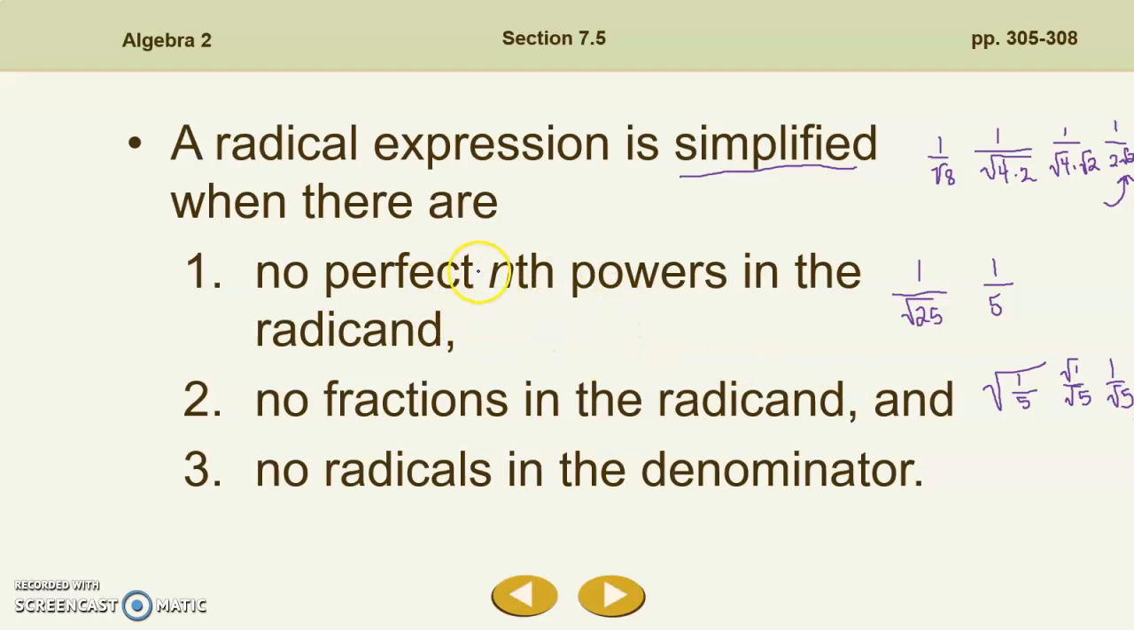now I have no perfect powers in the radicand. I have no fractions in the radicand. However, I do still have a radical in the denominator. And this is an irrational number. And we don't want irrational numbers. We want them to be rational.